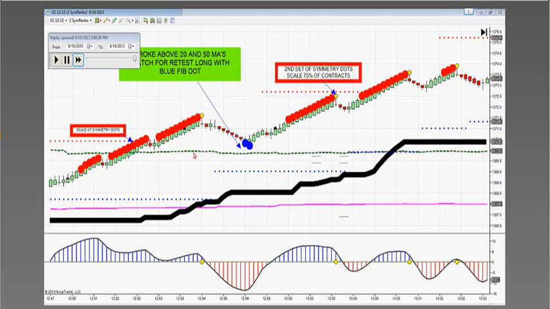So the bottom line is you can use the 20 and 50 to play off of. If it breaks above the 20 and the 50, both of them together at the same time when you've been below them, look for a retest, look for a take it long, get out the symmetry dots.